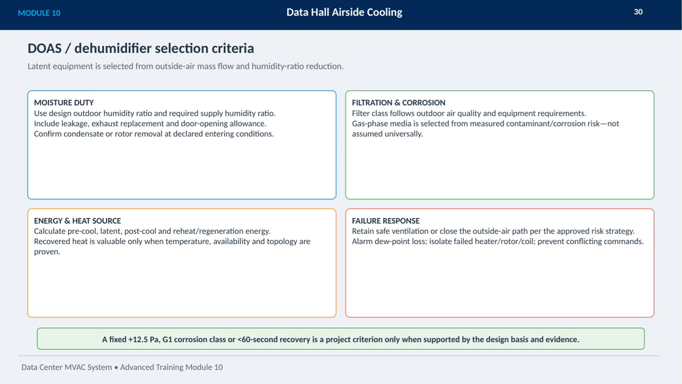A project criterion such as maintaining a fixed plus 12.5 Pascal pressure, G1 corrosion class, or less than 60-second recovery is only applied when backed by sound design basis and evidence. This comprehensive approach ensures reliable and efficient airside cooling for data centers.